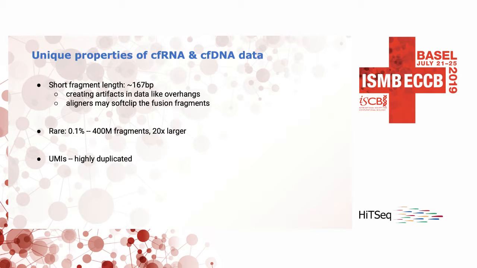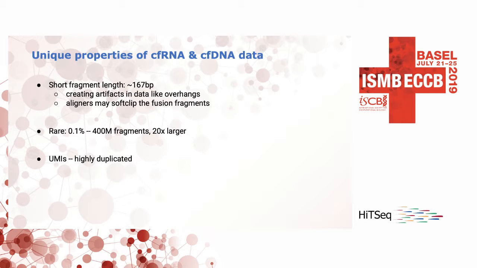Secondly, there are unique properties of the cfRNA and cfDNA data. Due to the fragmentation pattern, this data set is centered around 166 or 167 base pairs. It creates artifacts in the data like overhangs. What that means is, if your read length is typically 150 bases and your fragment size is less than that, then the sequencing reads into the adapter region and creates overhangs. I'll get into the details later.